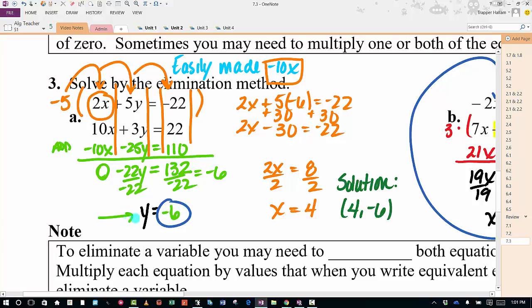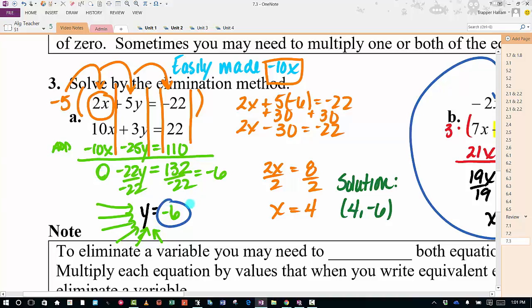Be very careful. We did not find x. We found y. Why is that important? When you're in a hurry, guess what you're going to do? You're going to pretend that's x because it's the first thing that you want to solve. But in this case, we dropped x out. It became 0. So just watch yourself.